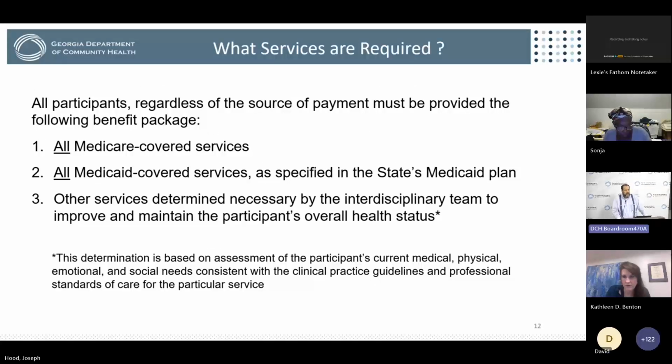But what services are required? So we're just re-emphasizing this here, just so it's crystal clear. It's all services. It's everything that the member needs as covered by Medicare, Medicaid, and other services that the interdisciplinary team determines in order to improve and maintain the overall participant's health.